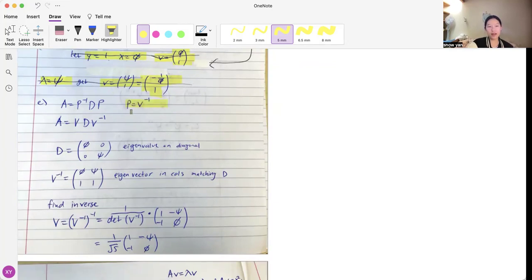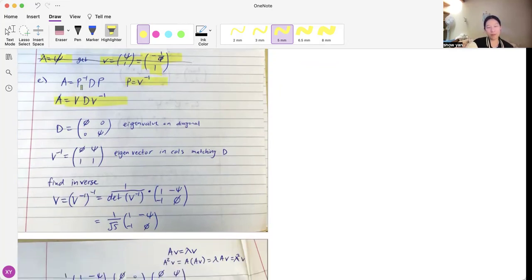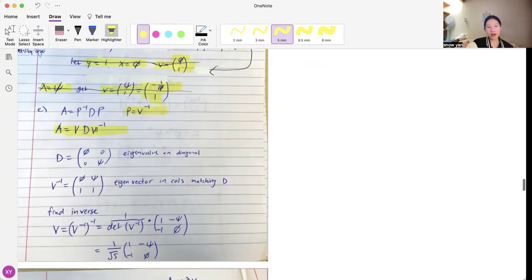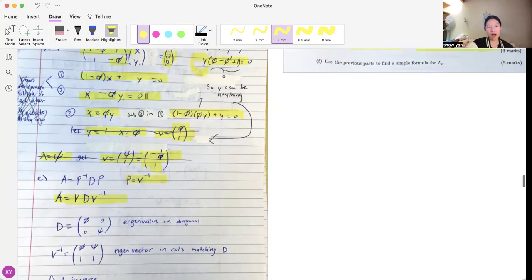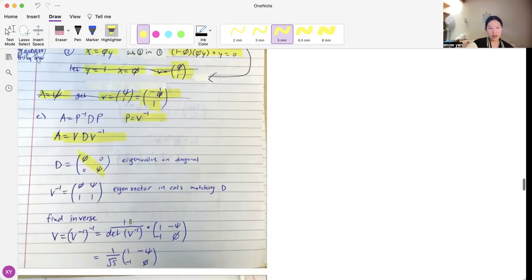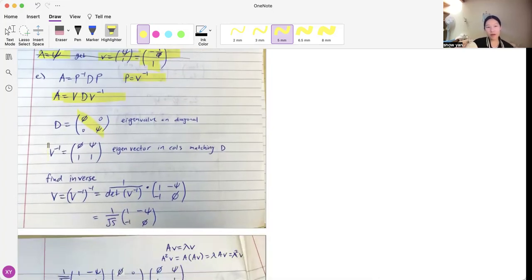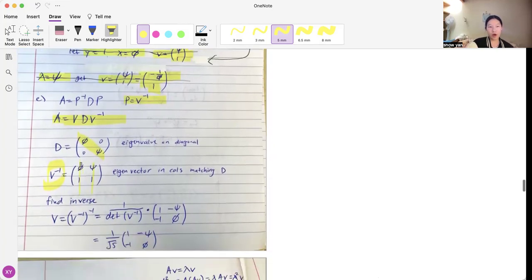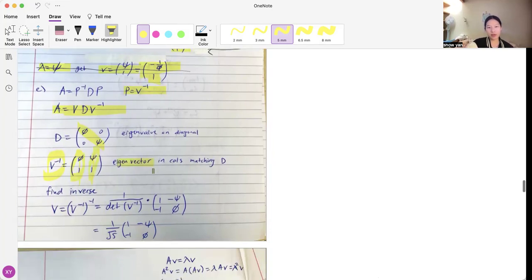Just for my own liking, I set P equal to V inverse, so I get the usual form that I like, because I don't usually like the inverse in front. Since I already calculated the eigenvalues from earlier, I just put the eigenvalues in the diagonal matrix on the diagonals. That's pretty standardized. And for my V inverse, I would put in the eigenvectors that I found in part D as my column vectors. So it would be this and this. These are my eigenvectors.